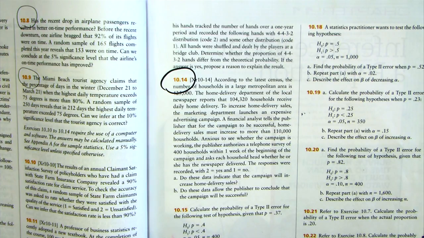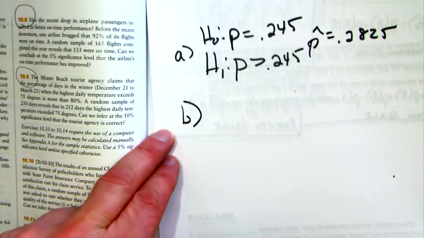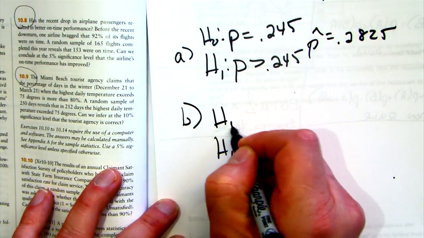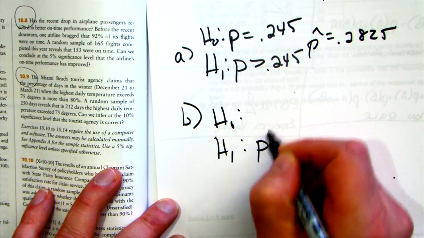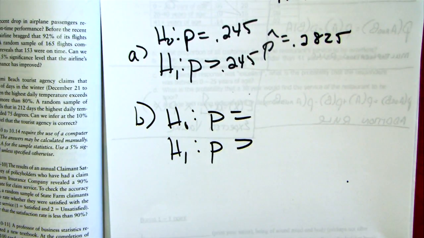So what is my second hypothesis about that? It's not that it's greater than 24.5%. What's B? I'm trying to prove in B what? Hypothesis B.